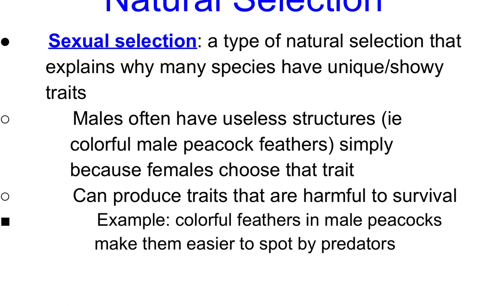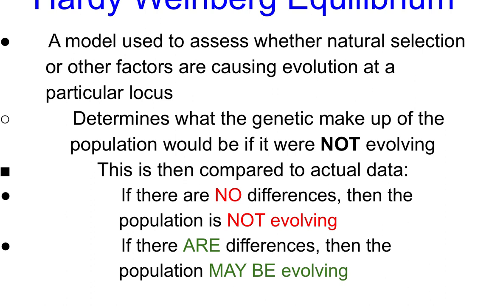It can produce traits that can be harmful to survival, though. So those colorful feathers in male peacocks make them much easier for predators to spot. We've actually seen examples like this taken all the way to extinction, when females have selectively sexually selected for male phenotypes that have been detrimental to a population.